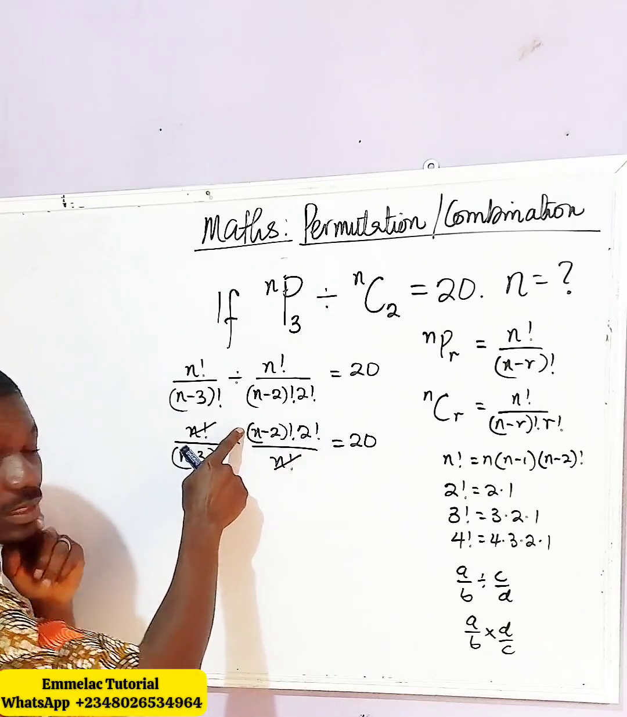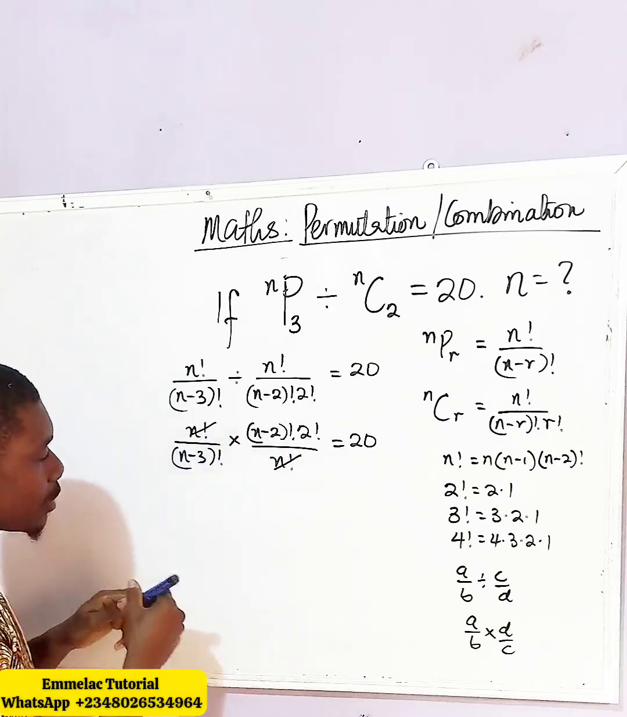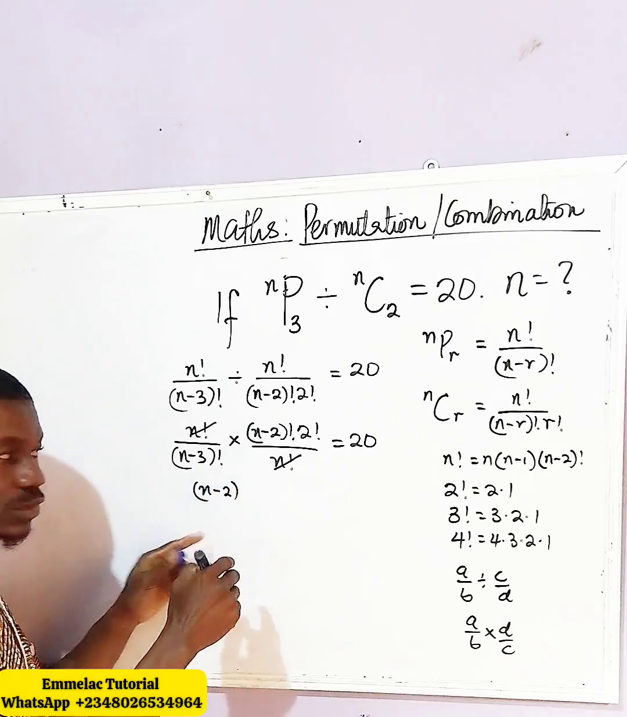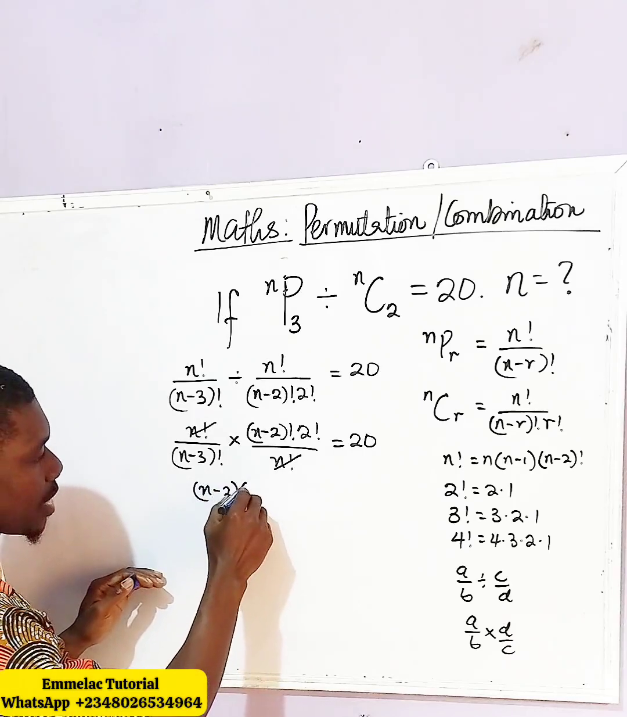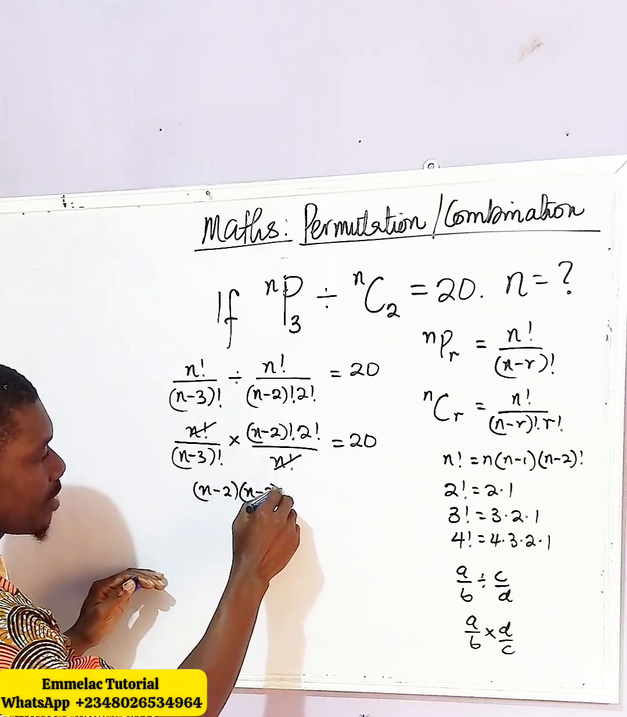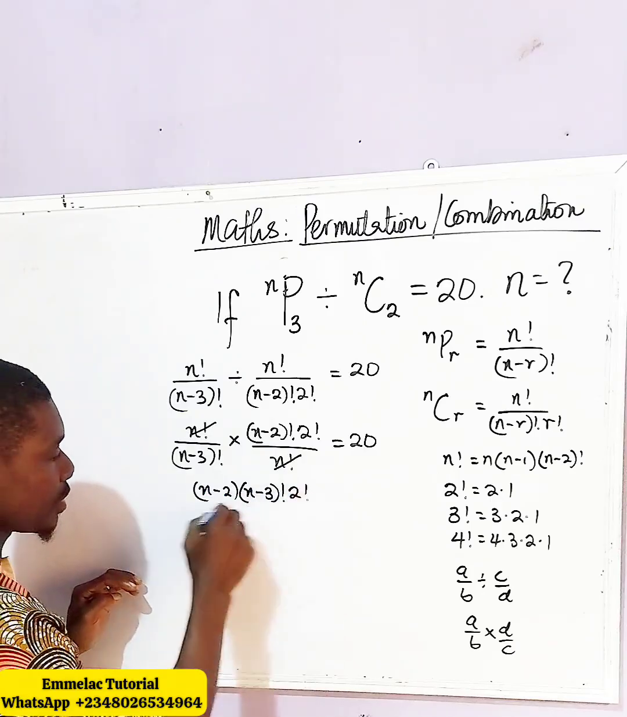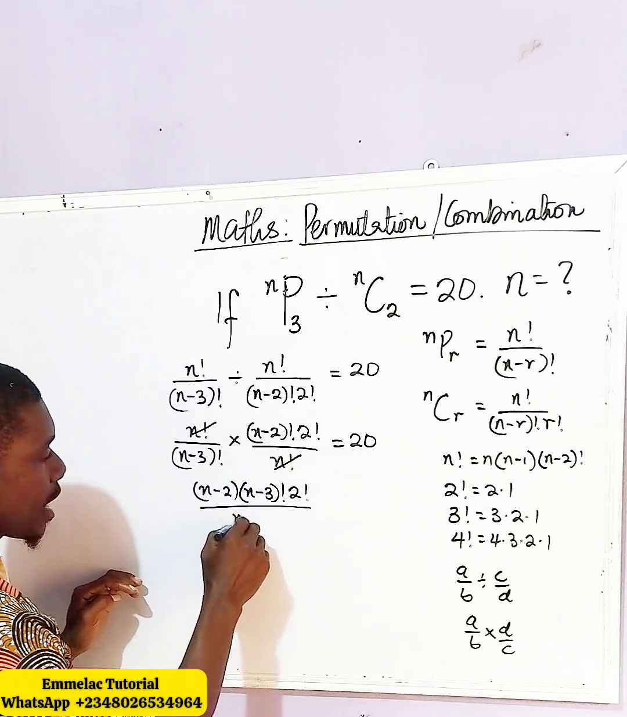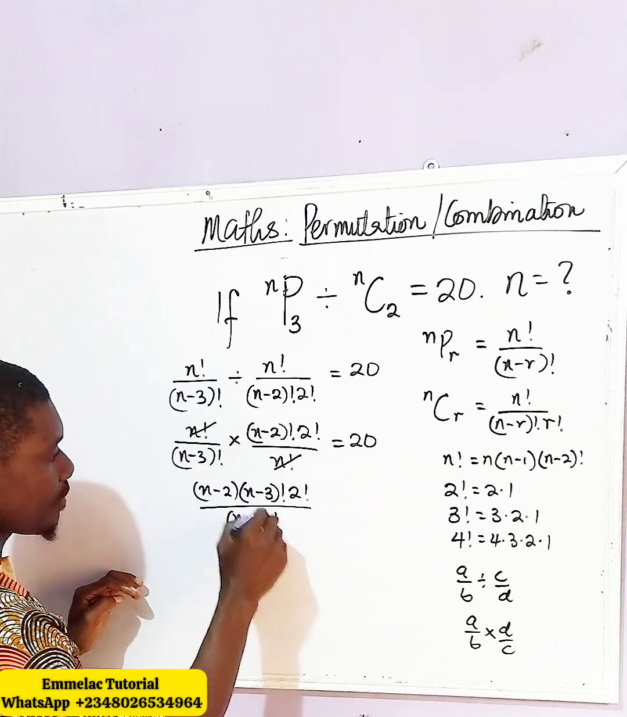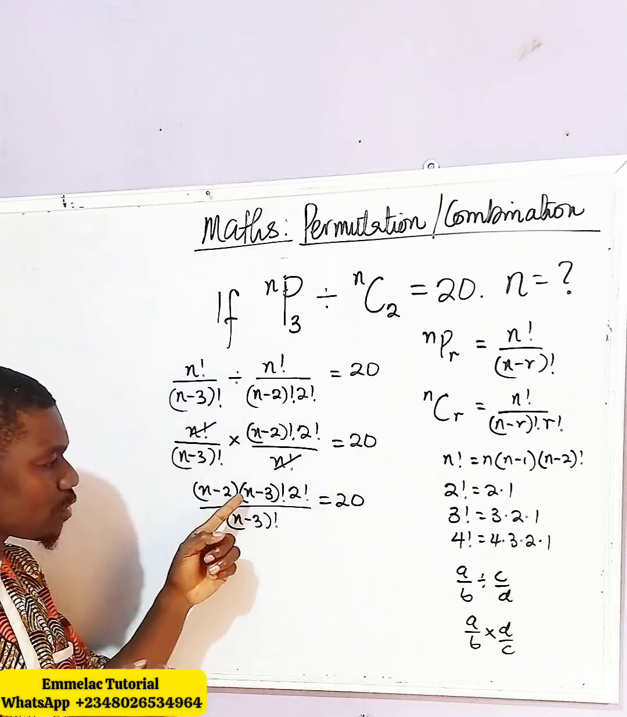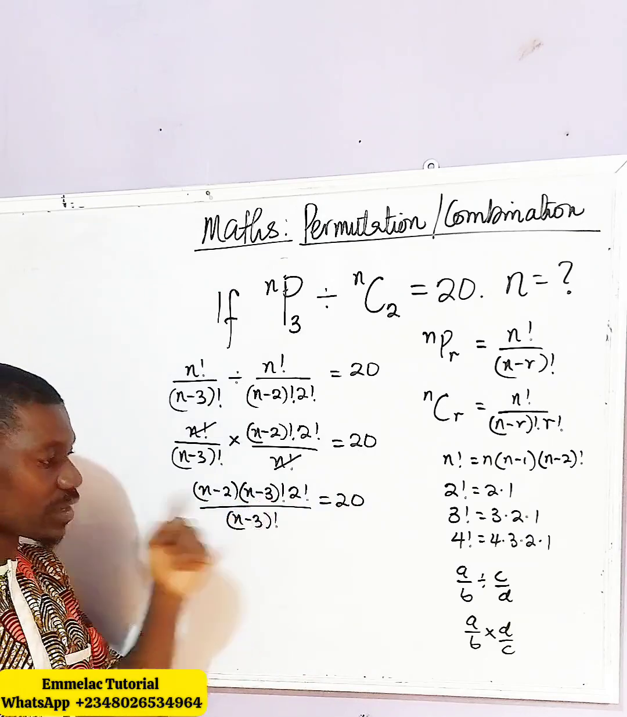Now, (n minus 2) factorial can also be written as (n minus 2) times (n minus 3) factorial. That is a way of simplifying. Then 2 factorial all over (n minus 3) factorial equals 20. I'm sure somebody must be asking me, how do I get (n minus 3) factorial here?